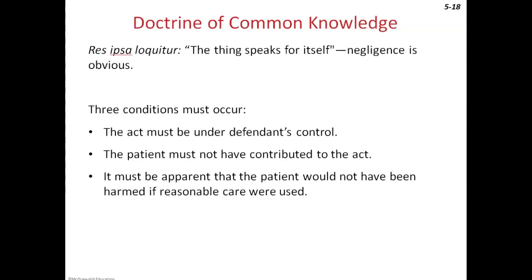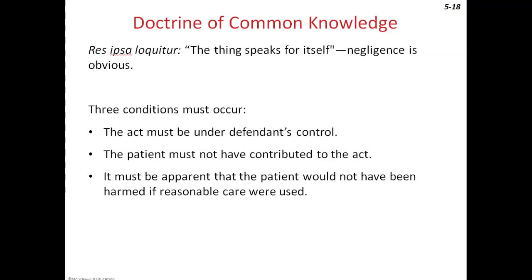Sometimes negligence cases are determined by the doctrine of common knowledge, or res ipsa loquitur. The thing speaks for itself. Negligence in these cases is obvious. But in order for res ipsa loquitur to apply, three conditions must occur. First, the act must be under the defendant's control. Then second, the patient must not have contributed to this act. And third, it must be apparent that the patient would not have been harmed if reasonable care had been used.